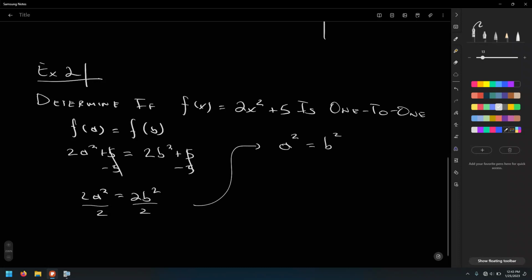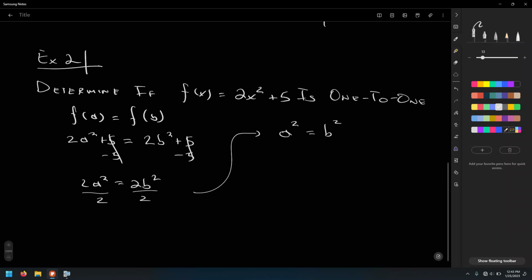And at this point, it seems like it. However, check this out. I would like to solve for a. Solving for a would imply using the square root property. I'm going to make a silly mistake over here to see if you can catch it. a equals the square root of b squared, and a equals b. And apparently it's one-to-one, isn't it? But hey, I made a mistake. What's the mistake I made here?